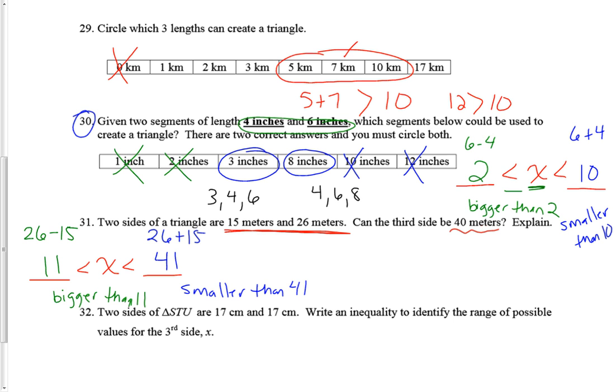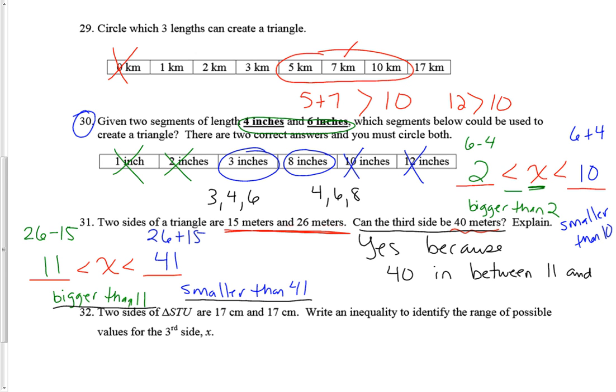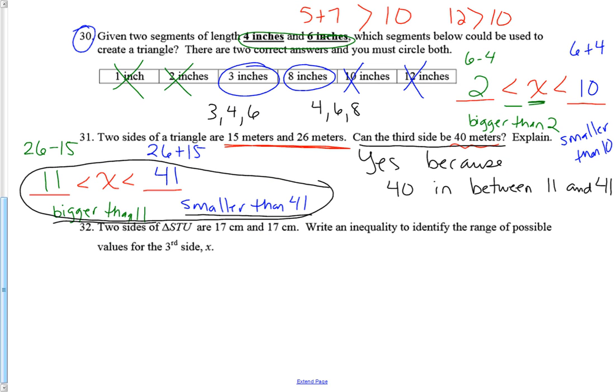So 40, does that meet the requirements? Is 40 bigger than 11 but smaller than 41? And it does. So first I need to answer the question, can the third side be 40 meters? That's a yes or no question. So the answer is yes, because 40 is between 11 and 41. Now, if you write that, the work here has to be shown. And again, that's not the only way to solve that one. That's just the method that I chose.